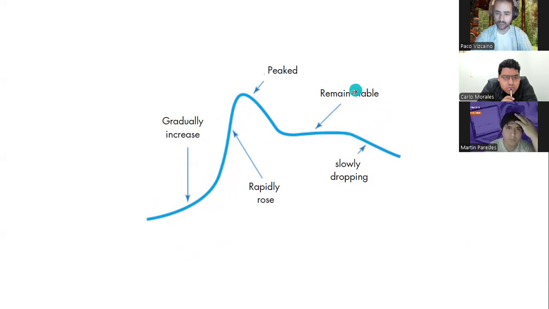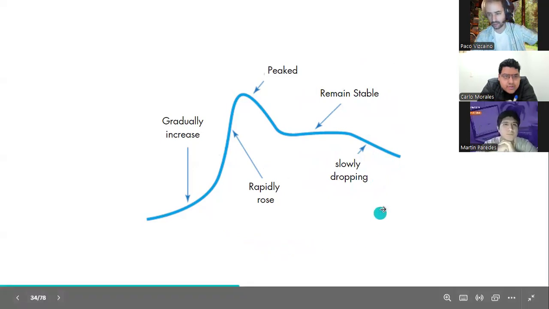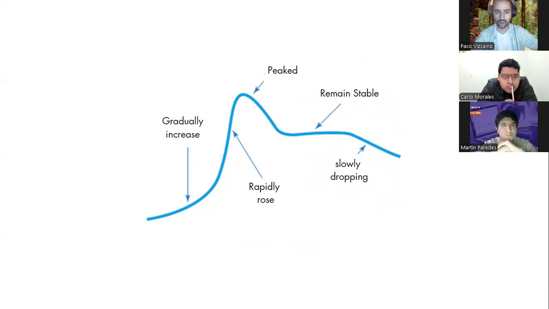Every time you have to say stable, you have two options. You say only stable or you say remain stable. Pero el remain es como junto, pegado, siempre va con stable. And the last one is slowly dropping. Estas son las que a mí me gustaron. Everybody has their different style, and we're going to do some exercises to see what words you would prefer to use in what situations, okay?